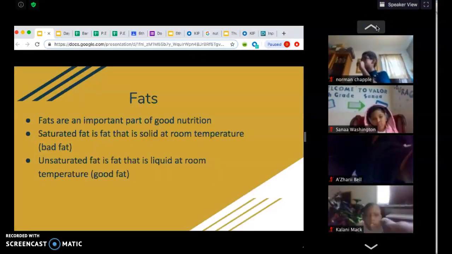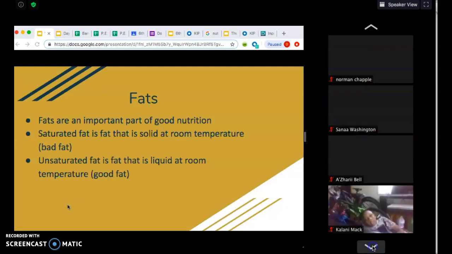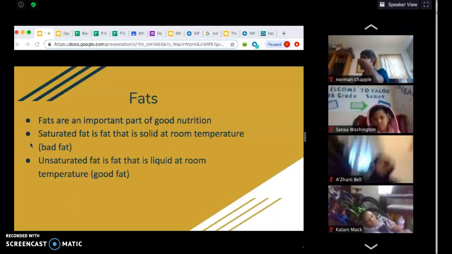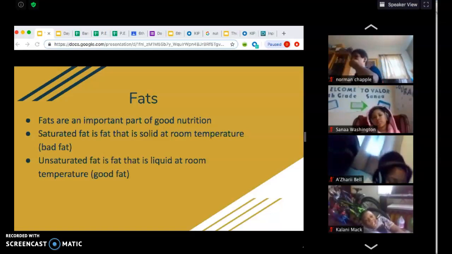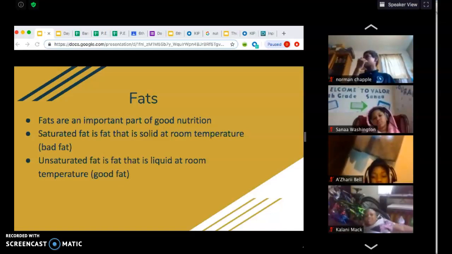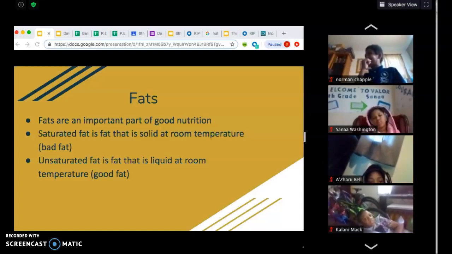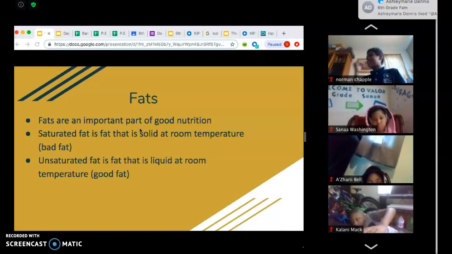Let's talk about fats. Let's go with Kaylin. Please read fats. Fats are an important part of good nutrition. Saturated fat is fat that is solid at room temperature. Unsaturated fat is fat that is liquid at room temperature. Thank you so much, Kaylin. I appreciate you reading that.